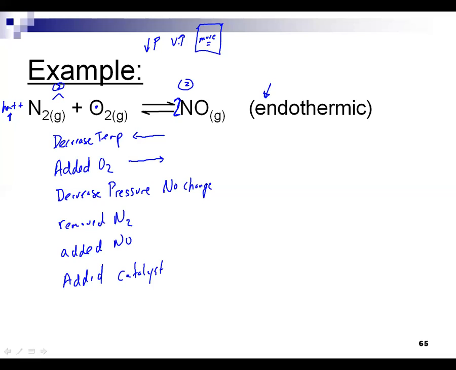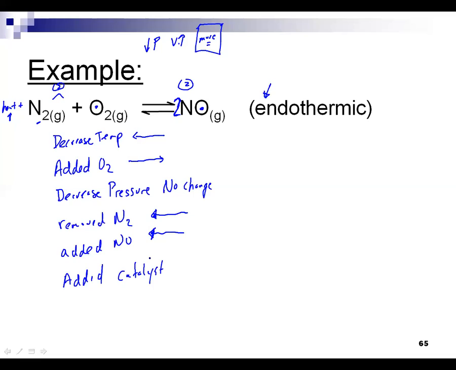Next, we are removing N2. When we remove, it goes towards. N2 is over here. So when we remove it, it should come towards the side N2 is on, and that means it should shift to the left. When we add NO, again, when we add, it goes away. NO is on the right-hand side, so it should go away from it. That will also cause this to shift to the left.